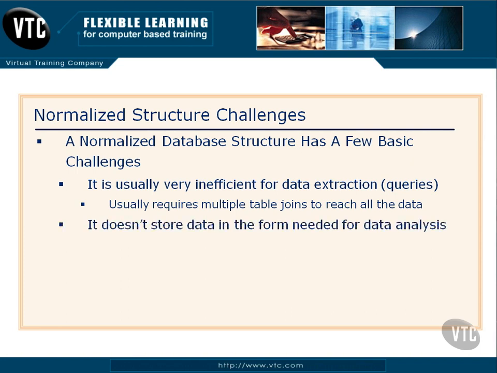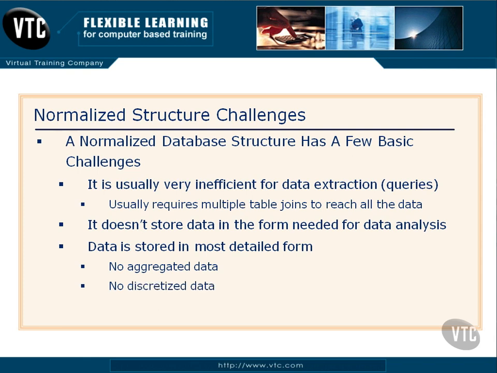Also, a normalized database doesn't store the data in the form that we need for data analysis because really it has the data stored in the most detailed possible form. The day-to-day, account by account, transaction by transaction status. And oftentimes when we're trying to look at sales trends over a quarter, over a year in different regions, different states, different cities, we're not necessarily worried about the most detailed form. And so to get that, we'd have to aggregate. Well, there's no aggregated or pre-summed data or pre-grouped data in our normalized database. And so we have to go through that aggregation process. And that can be quite taxing on the database engine.